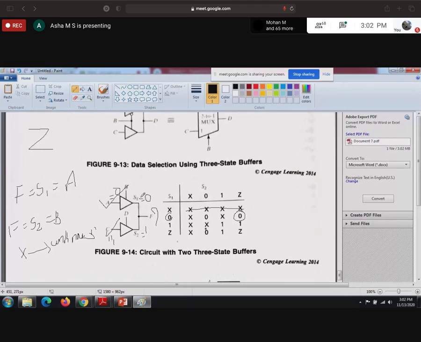Next, S1 equal to high impedance. When S1 equal to high impedance, the output depends on the value of S2. What is the value of S2? That is unknown, so output is unknown. What is the value of S2? 0. So output is 0. What is the value of S2? 1. So this is 1. So when S1 is also high impedance, S2 also high impedance, output is high impedance. So this is how it works when you are going to combine the output of the two buffers.